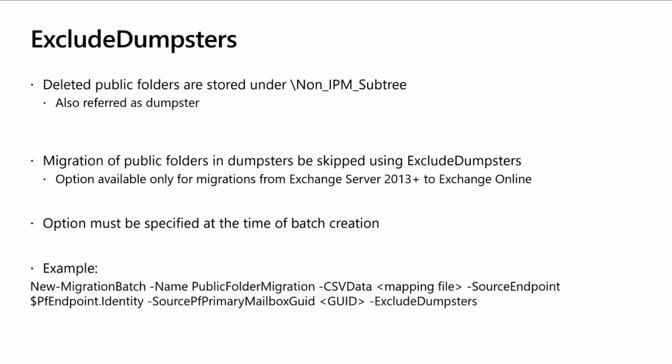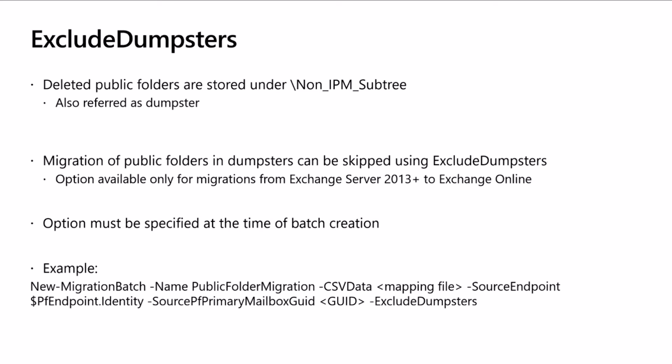The deleted public folders are stored under the non-IPM subtree. These are also referred to as dumpsters. Excluding this data can help you scale your public folder migration if you do not need the data to come over. This will result in faster public folder migration as the amount of data that needs to be copied is going to be smaller. In some cases, corrupted dumpster folders can cause migrations to fail. In such scenarios as well, you may want to exclude the dumpster from migration.